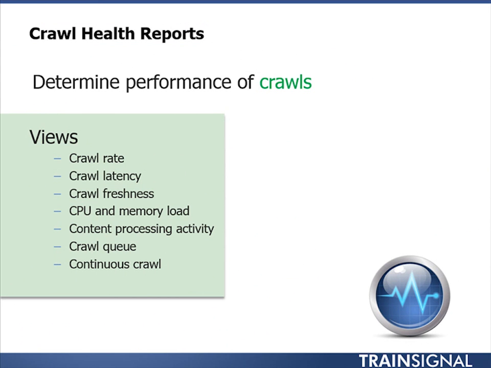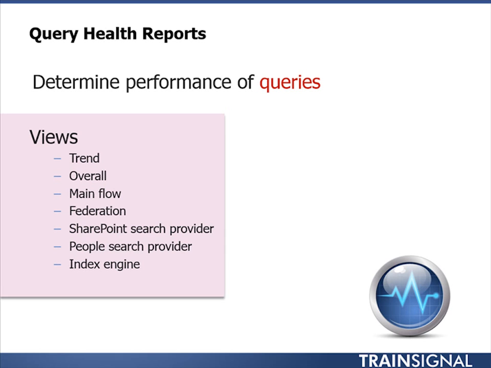Now, if you're looking for a lot more rolled up information, SharePoint offers an awful lot of reports. For example, we've got different crawl health reports, and the big thing that this is going to give us is information about our crawls. So things like the rate, the freshness, the CPU and memory load, so that we can adjust our components, our memory, and our network throughput as needed. We also have our query health reports, and this is going to give us information about how our queries are being executed, about the throughput and performance of our queries.